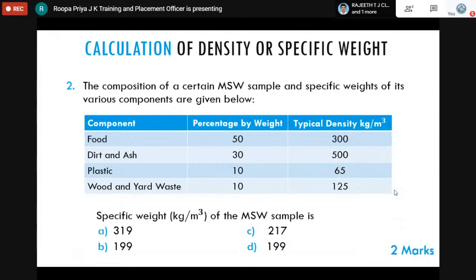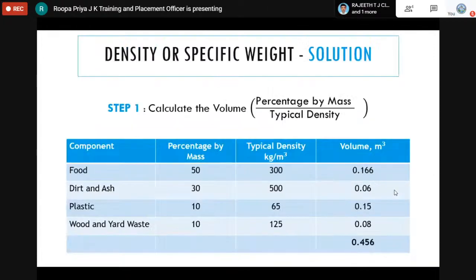So the question has the component, the percentage by weight, and the typical density given in kg per meter cube. So you have the 3 columns. And as you know, our step 1 is to calculate the volume using the percentage by mass divided by typical density, and you get volume in meter cube.